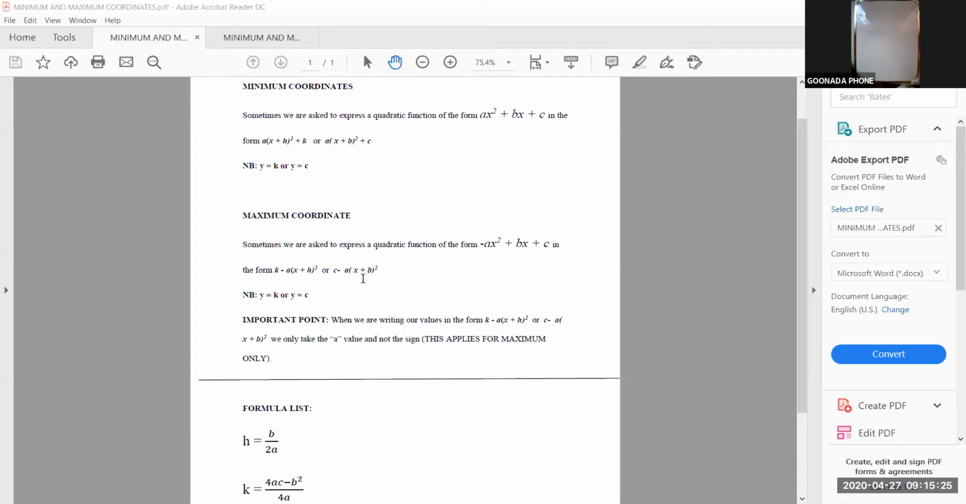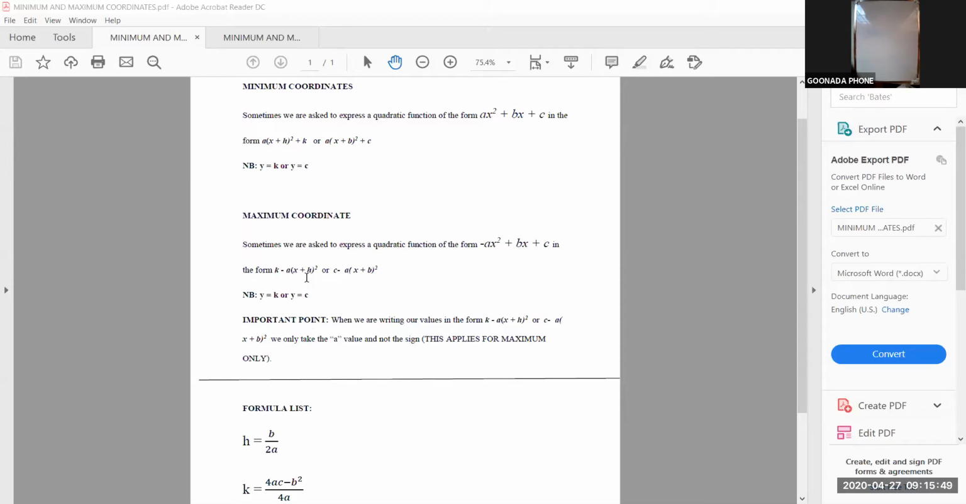Now, it is important to note that when you're writing your values in this form or this form, we only take the a value and not the sign. Now, this would apply only for maximum coordinates, right? So when you are putting the value of a here, you just put in whatever value it is. You're not putting the sign associated with the a. You will see examples of that just now, so not to worry about it.